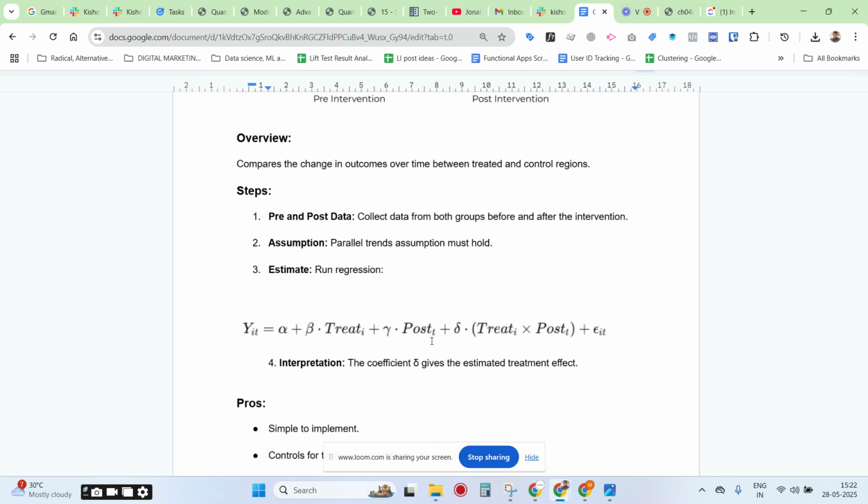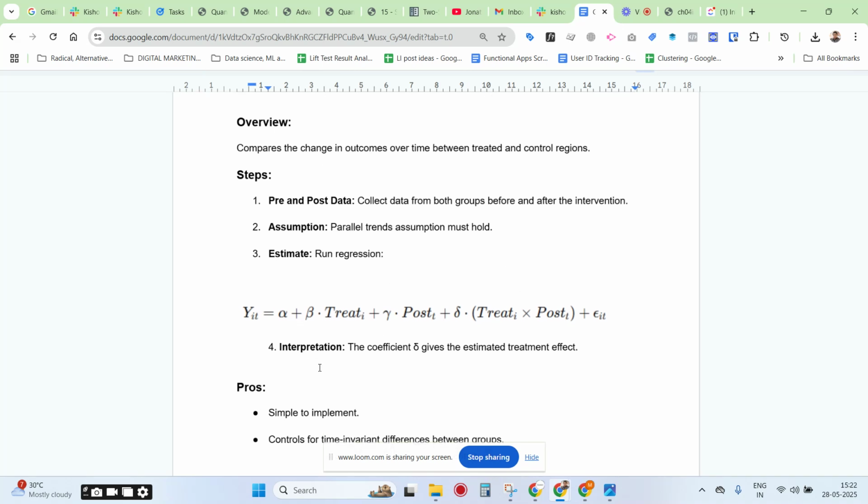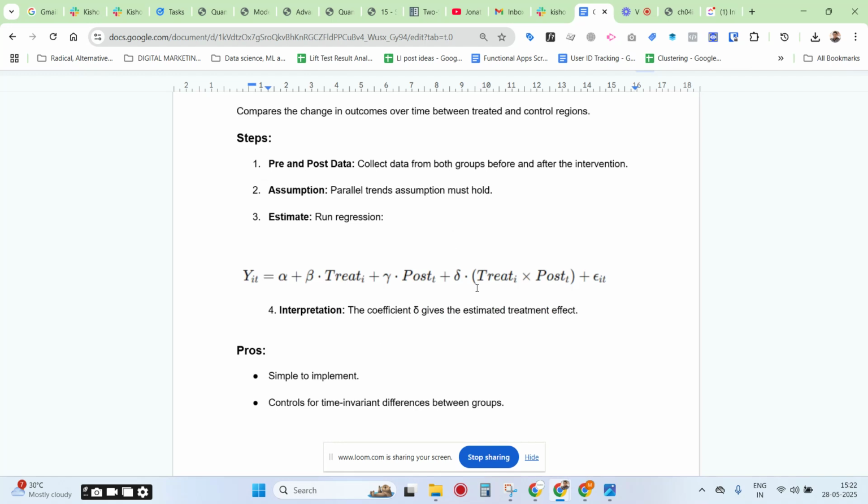So essentially this is how you do it in the form of a regression. You take two sets of variables, apart from your outcome variables. One is whether or not there was a treatment, so it's binary, zeros and ones, and you also have whether or not it was in the intervention period. There also it's zeros and ones only.